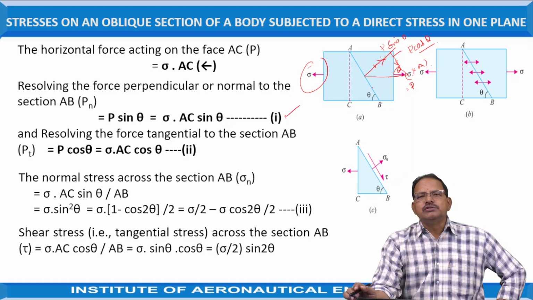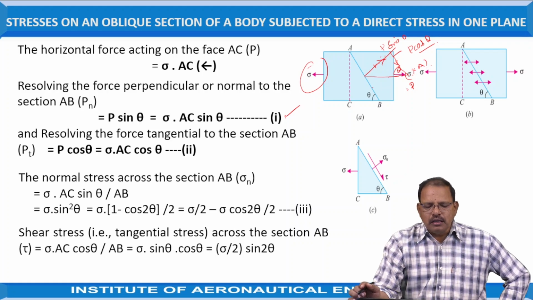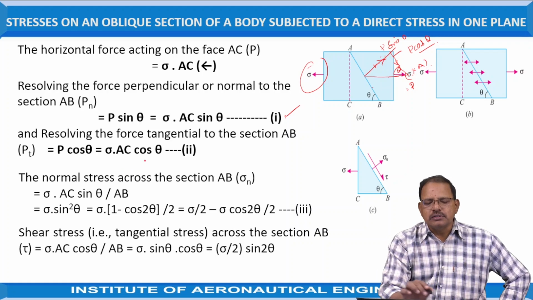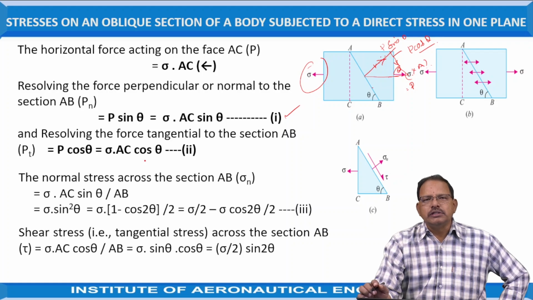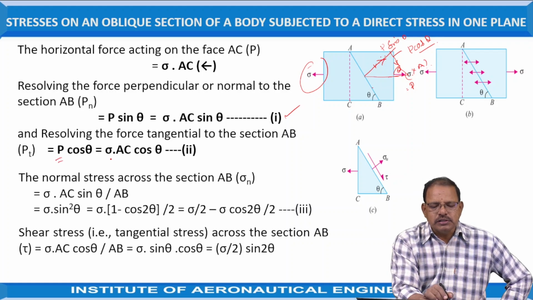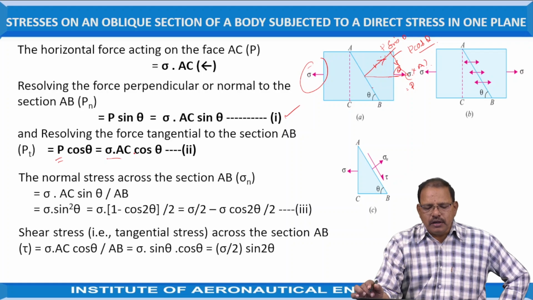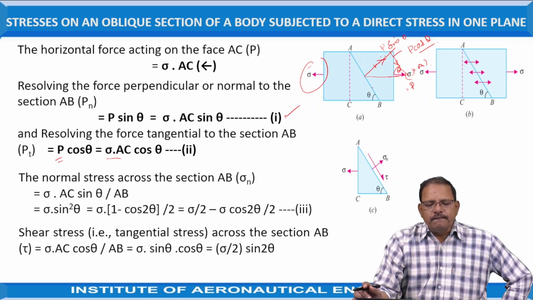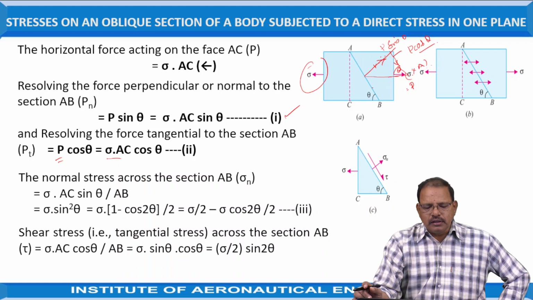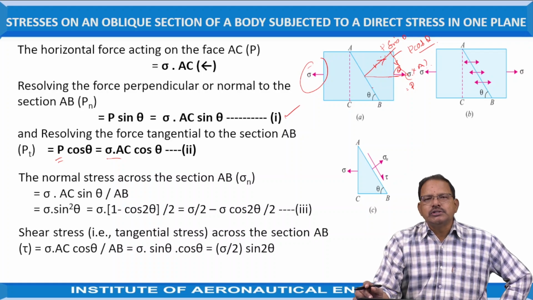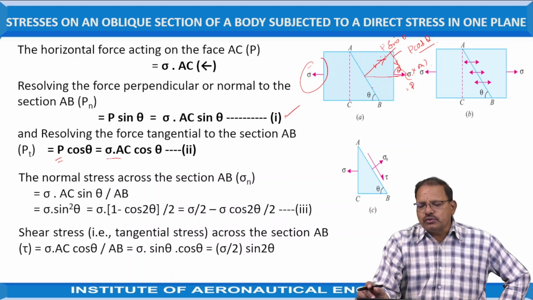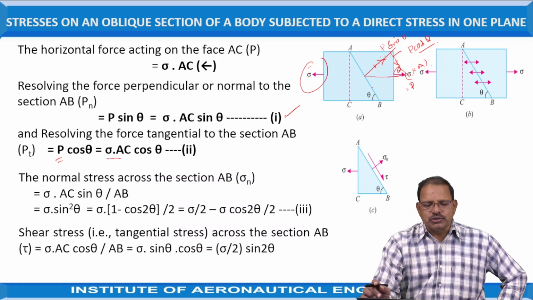Similarly, resolve the force tangential to the section AB, which is equal to P cos theta, which is equal to sigma into AC cos theta, because P is nothing but the force, the product of sigma into AC and cos theta. Here, P sin theta is treated as the perpendicular force. It is positive because it is tensile in nature. Similarly, the shear stress P cos theta, which is equal to sigma AC cos theta, tends to rotate the body in the clockwise direction. Hence, it is also treated as positive.